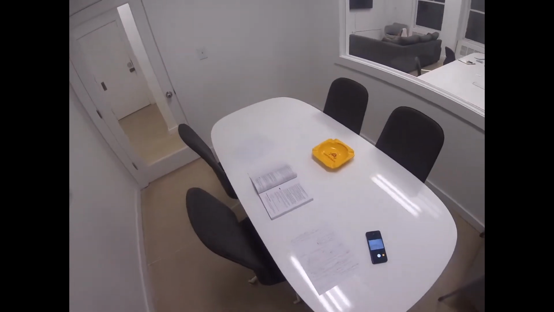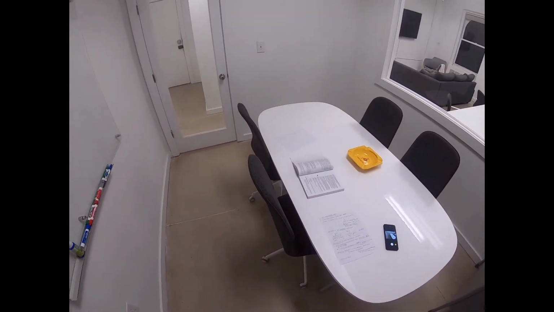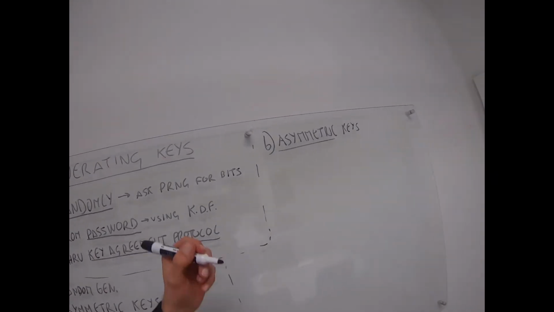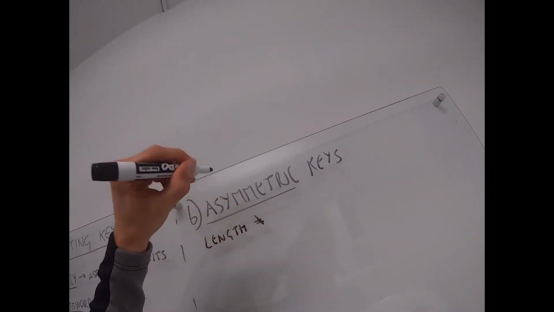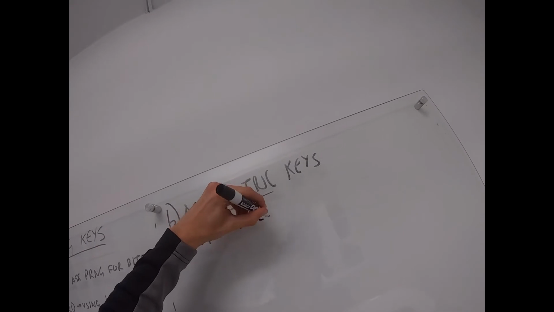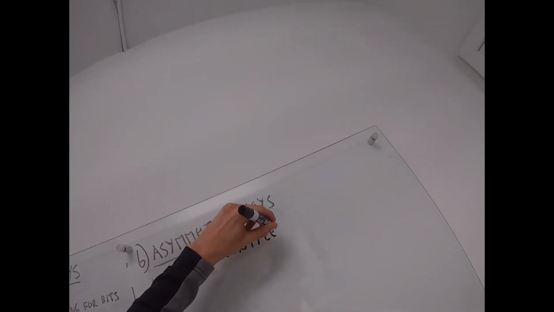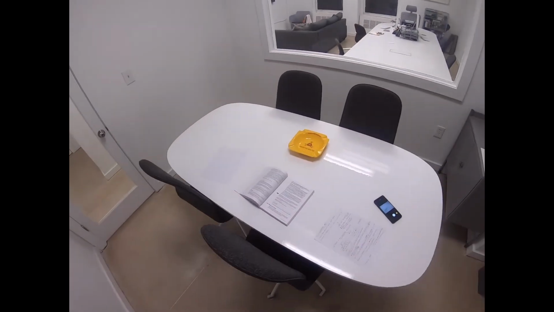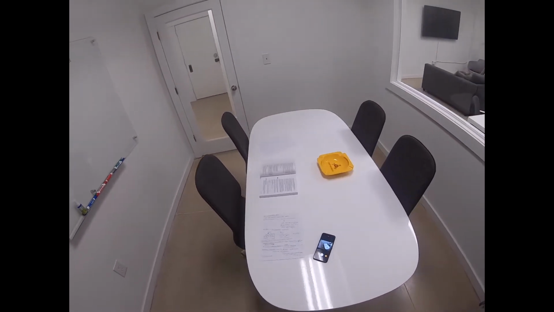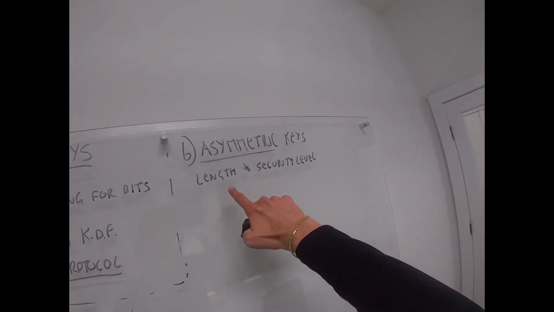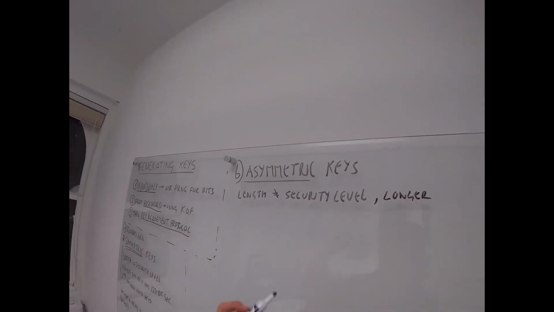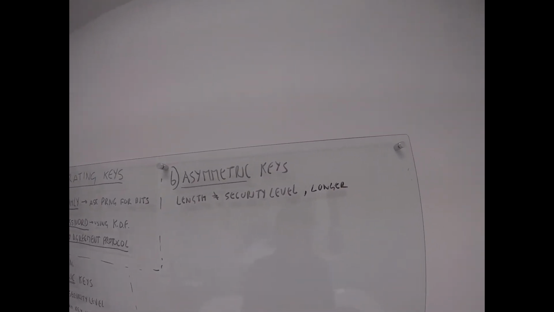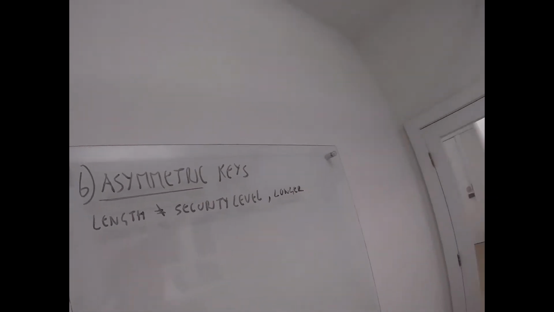What can we say about asymmetric keys? The length is different from the security level. We're going to see in a little bit why, especially in the case of RSA. Usually the length is bigger than the security level. They're longer.